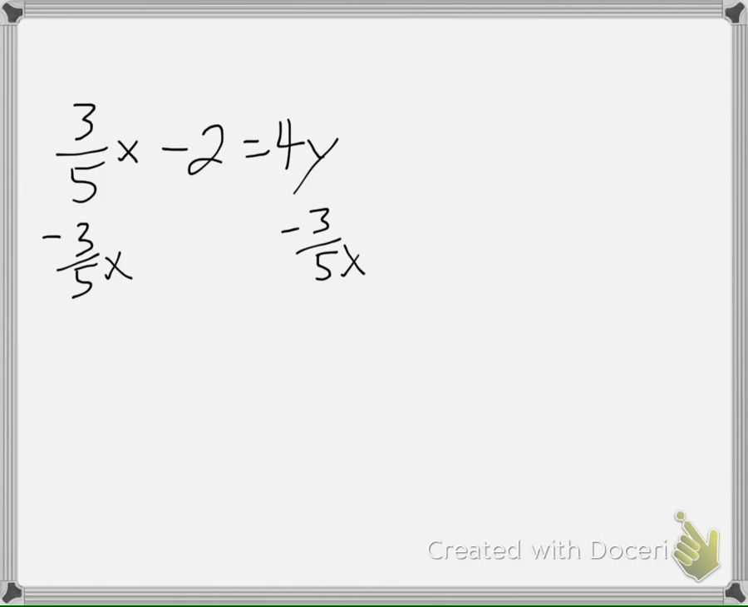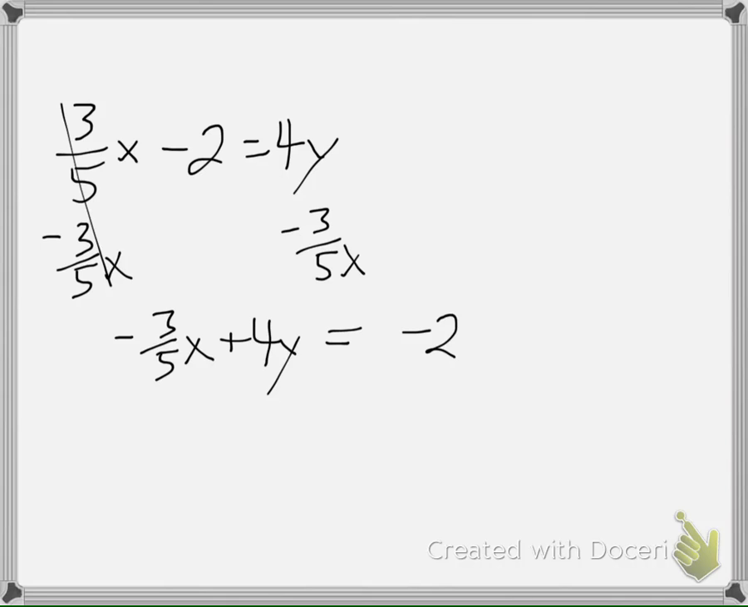And then if you really like having it in that ax plus by equals c form, if you want to switch the sides, then you can. What I have left on my left-hand side is negative 2. I'll just write that on my right-hand side. And then on the left-hand side, I have negative 3/5 x plus 4y. So I just swapped the sides just to make it look more like what we're used to.